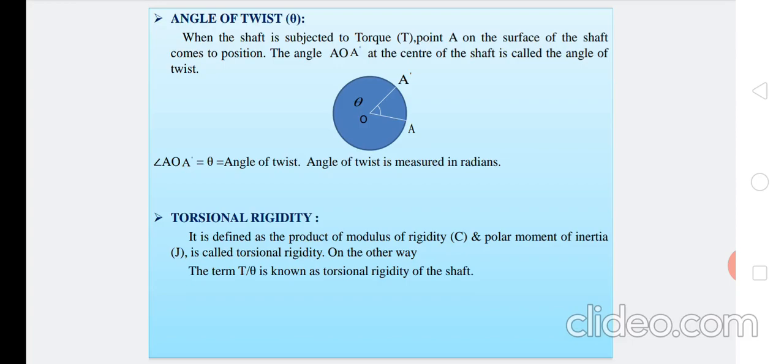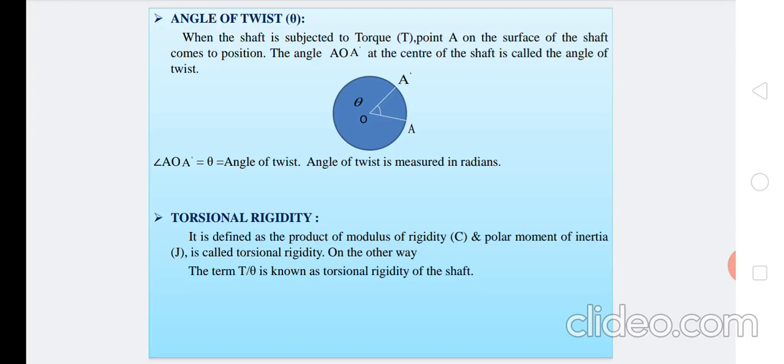Now, torsional rigidity. The product of the modulus of rigidity C and the polar moment of inertia J is called torsional rigidity.